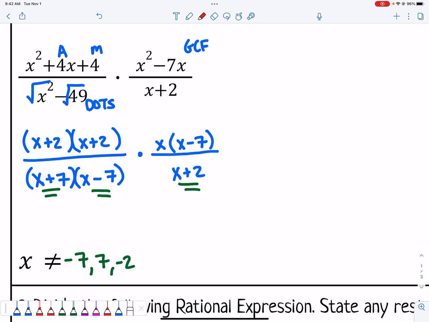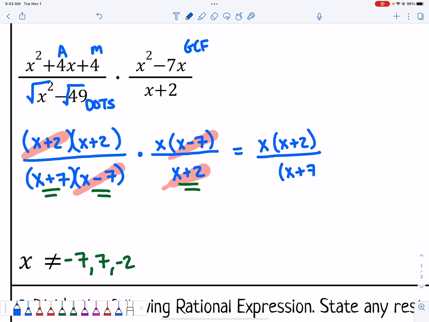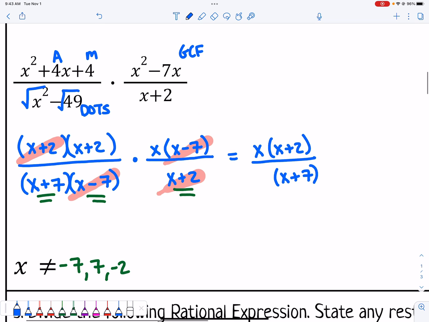Then I can see my common factors are x minus 7 and x plus 2, and that's it. So let's bring over what's left in the numerator, which is x times x plus 2, and then in the denominator I have x plus 7, and that would be it.